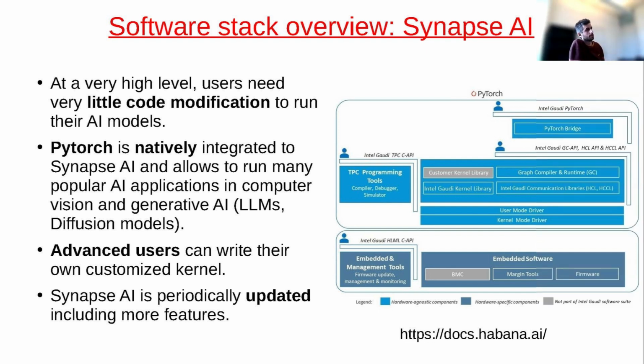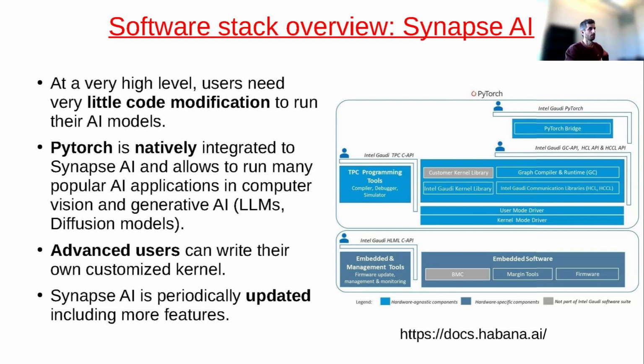And it's called Synapse AI. That's what Voyager is running. And on the right, you have a schematic of this software stack. But for the user, you don't need to know everything. I mean, it's at a very high level. You are running PyTorch, and you don't need to modify the code too much, just a very little modification. I'm going to show you later.